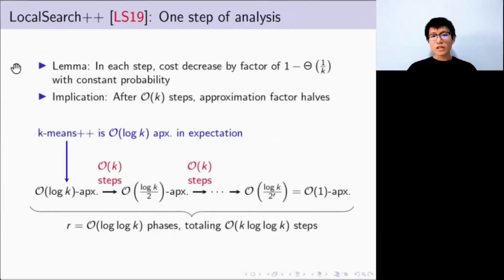But the implication of the lemma is that after O of k steps, the approximation factor will be halved. So using the fact that k-means++ is log k approximate in expectation, and you use that as a starting point, then you do these local search steps for a total of k log k steps, you will end up with a constant approximation.